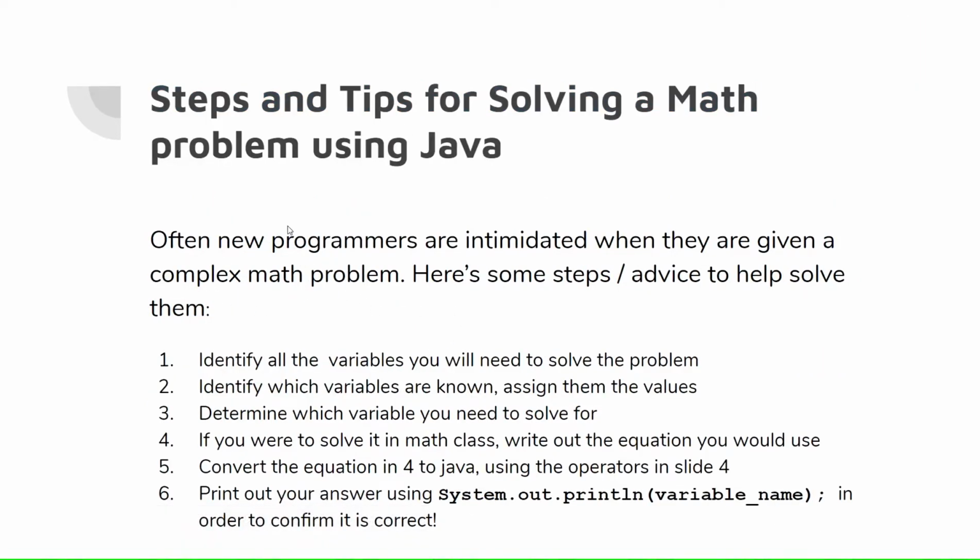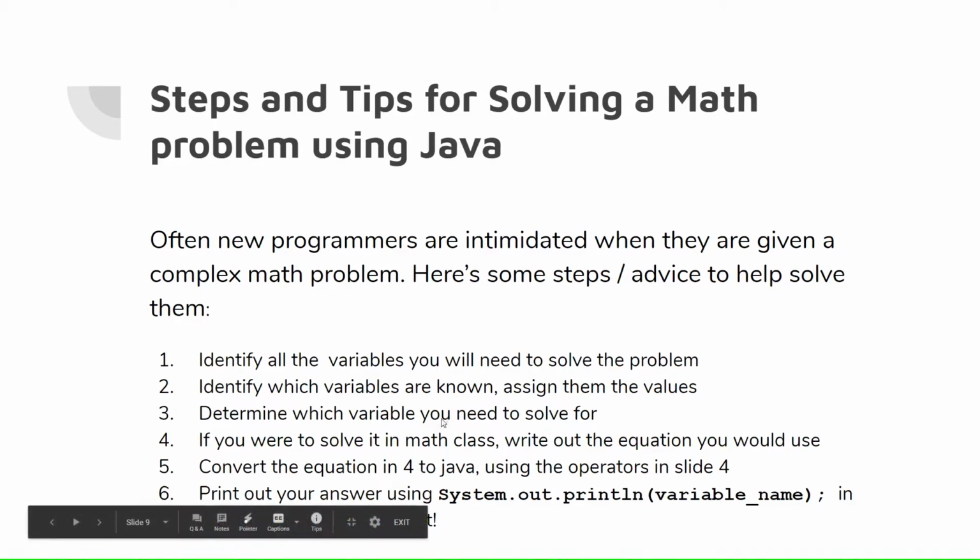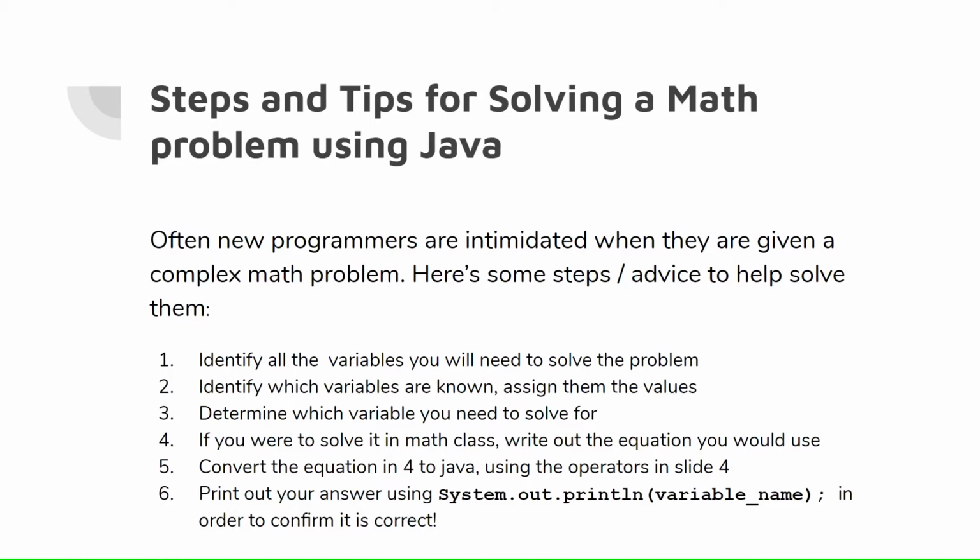So I know it can often be quite intimidating when you're given a math problem and it's like, how do I make this in Java, right? So I've kind of got some steps here that hopefully will help you get started on a question. Whenever I get a problem and I'm not sure immediately how to solve it, the first thing I do is identify all the values that we need to store as variables in order to solve that problem. I also need to identify which variables I know. So which values am I given, just like in math class.